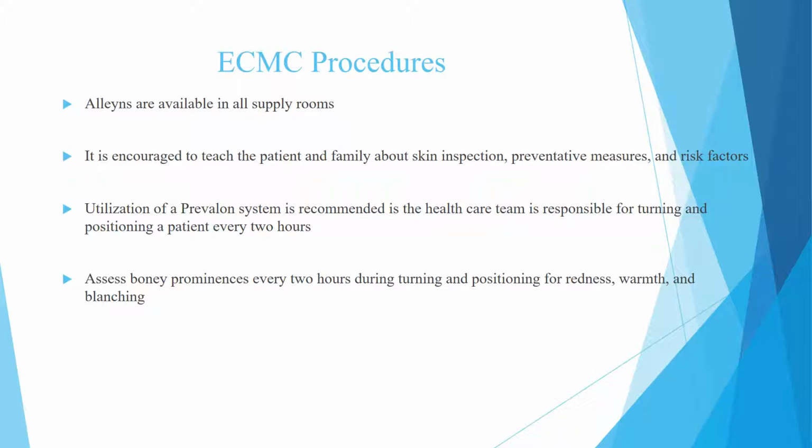When a patient is not able to turn and position themselves and needs help from the staff, we use what's called the Prevalon system. It's a pad that goes underneath them and makes it very easy to turn and position and slide a patient. We also have to assess bony prominences every 2 hours during our turning and positioning for any redness, warmth, blanching, just to make sure it's not turning into a pressure ulcer.